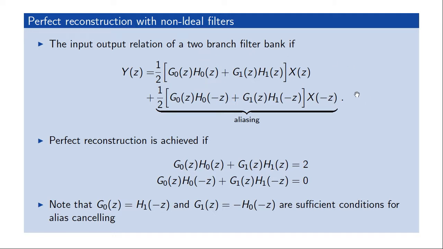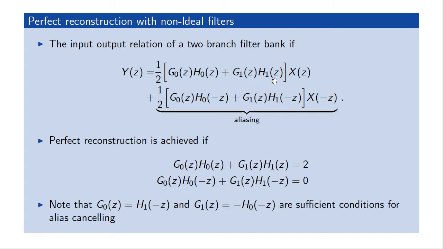So in this formula we would have X of z, which is the Z transform of the input sequence, and we would also have a term related to X of minus z, and this term is what would be the aliasing remaining in the output signal. So if we choose our filters such that this term here becomes identically equal to 0, this term would vanish and we would only have this term.